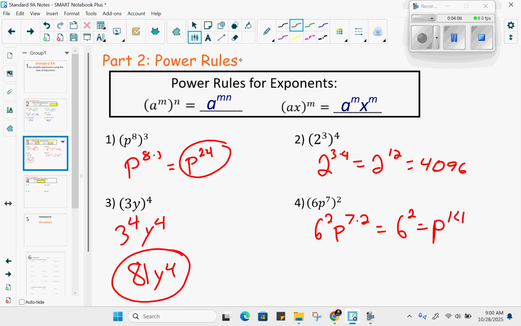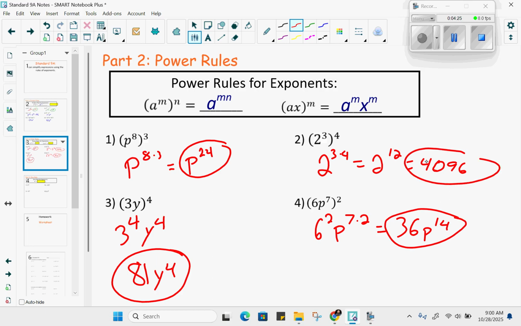No, not equals. I'm so sorry. Get rid of the equals. You know what? Let's just simplify it right away. Let's go back. So 6 squared times p to the 7th times 2. We're going to multiply those. 6 squared is 36. P to the 14th.